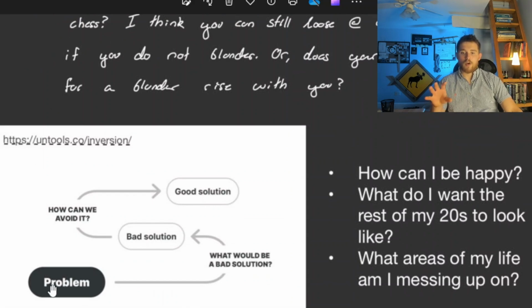Anyways, here is a blog that is very good and talks a little more about inversion. It's like: problem, what would be a bad solution? What would be a bad solution? Write that down. How can we avoid it? Good solution.